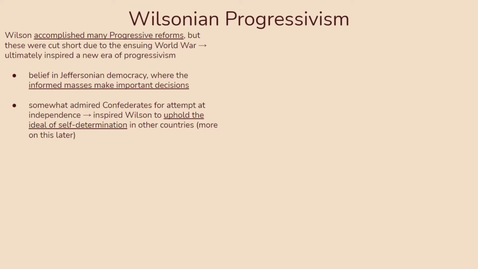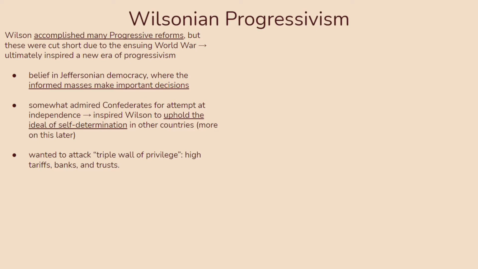And Wilson also wanted to attack what he called the triple wall of privilege, which included high tariffs, banks, and trusts. And these were essentially the three components that he believed allowed big business to thrive and ultimately exploit other people, but really just thrive without any competition.